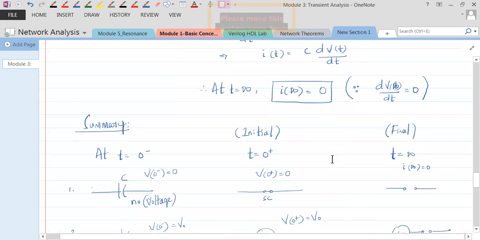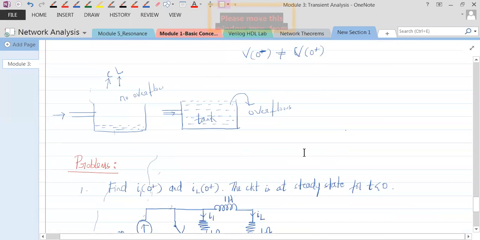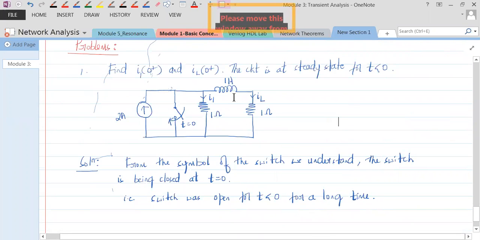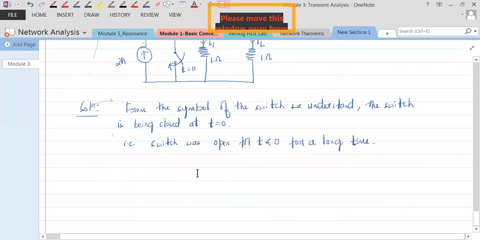So they've asked us IL of 0 plus. To understand what IL is: IL is the current that is flowing through the inductor. There is a resistor, not a problem, but you should understand IL is also a current that is flowing through the inductor. So IL of 0 minus would be IL of 0 plus for the inductor. So first let's draw the circuit diagram for IL of 0 minus.